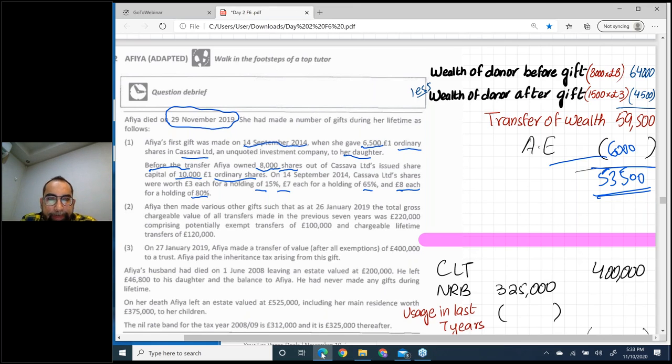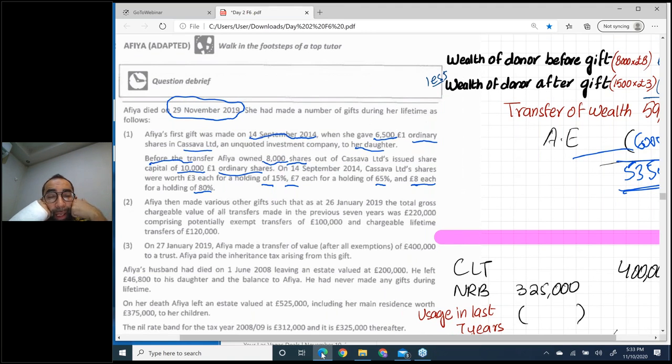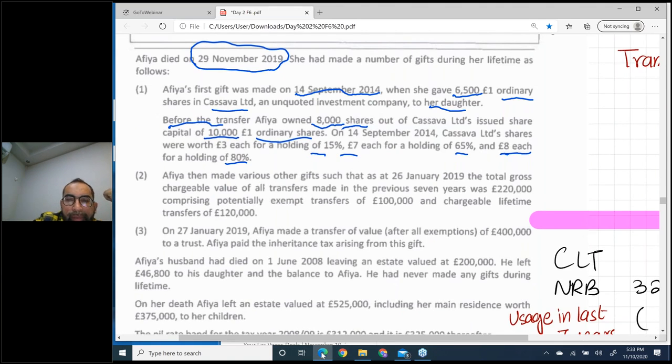Now next, point number 2. I'm reading point number 2. Afia then made various other gifts such that on 26 January, one more thing. Just think Afia is alive right now. In these stories, Afia is alive, no more dead, right?